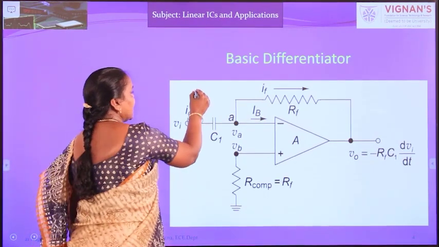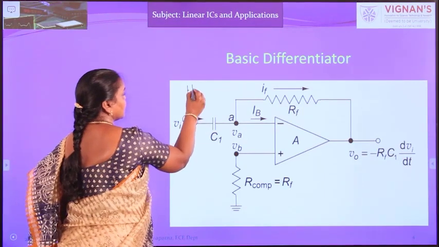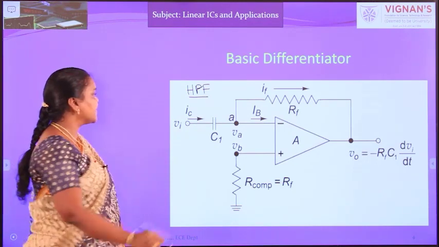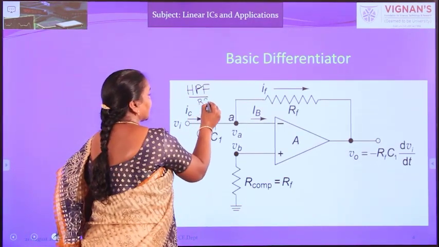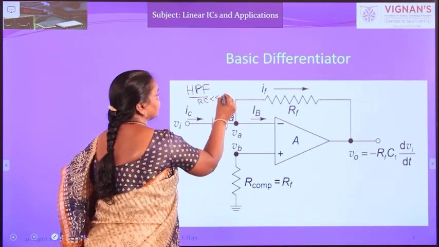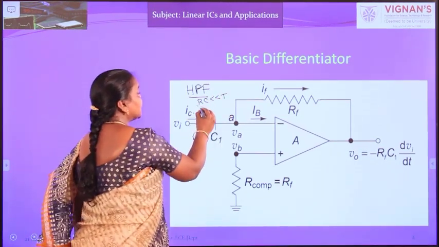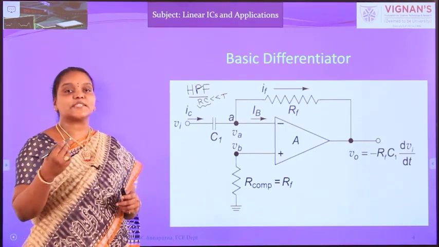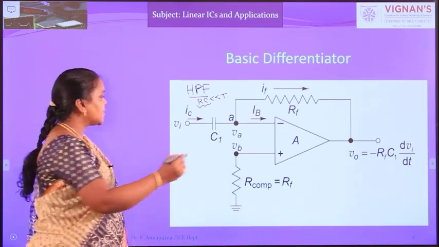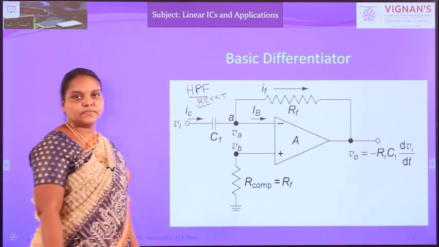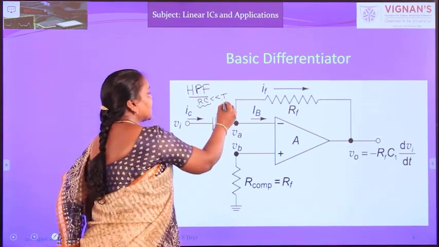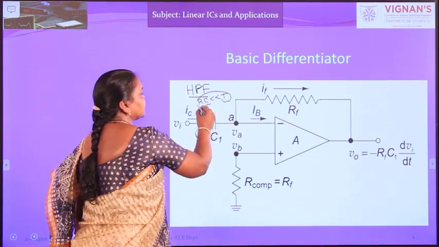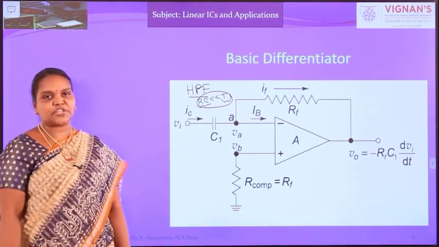So basically it is a high pass filter. A high pass filter acts as a differentiator when RC is far less than T. So this RC is nothing but the time constant of the circuit, which tells how fast the circuit is responding to the inputs. It is nothing but this C value into R value. Okay, and T means the time period of the input signal. So when this condition is met, the high pass filter acts as a differentiator.